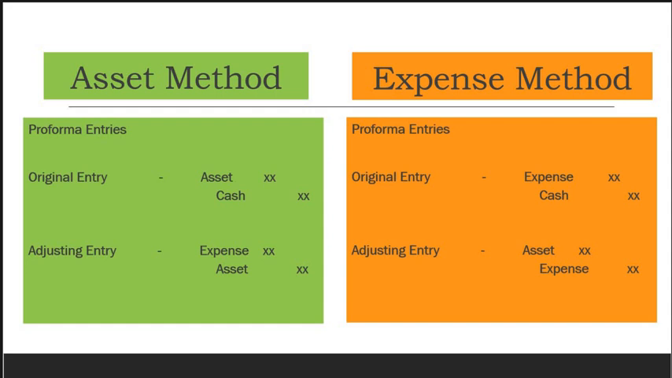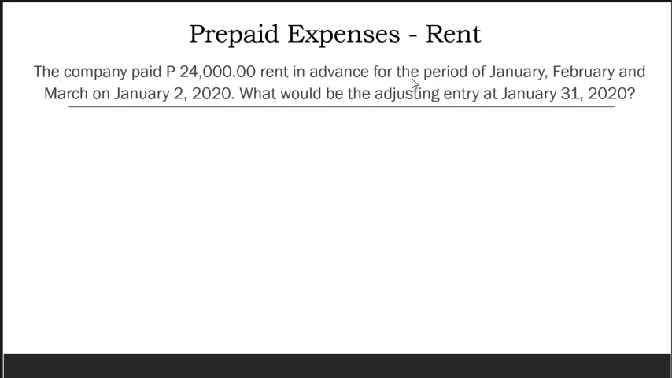So, punta tayo sa example. Okay. So, this is an example of a prepaid expense, specifically rent. We have here, the company paid 24,000 pesos rent in advance for the period of January, February, and March on January 2, 2020. So, nagbayad siya ng January 2, 2020. What would be the adjusting entry at January 31, 2020?